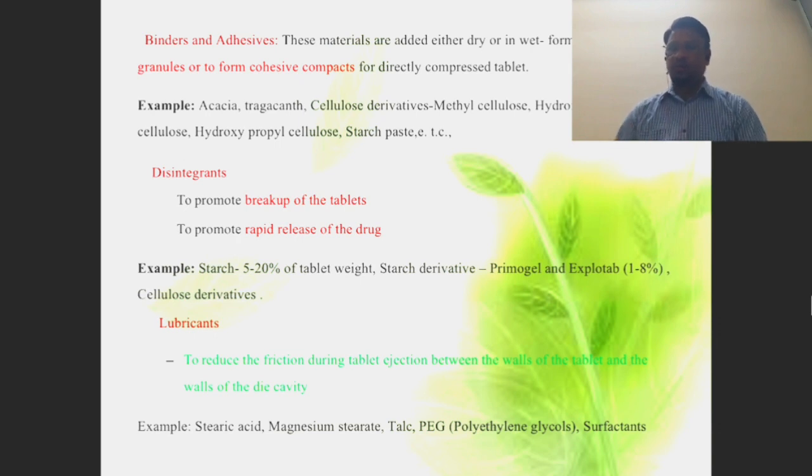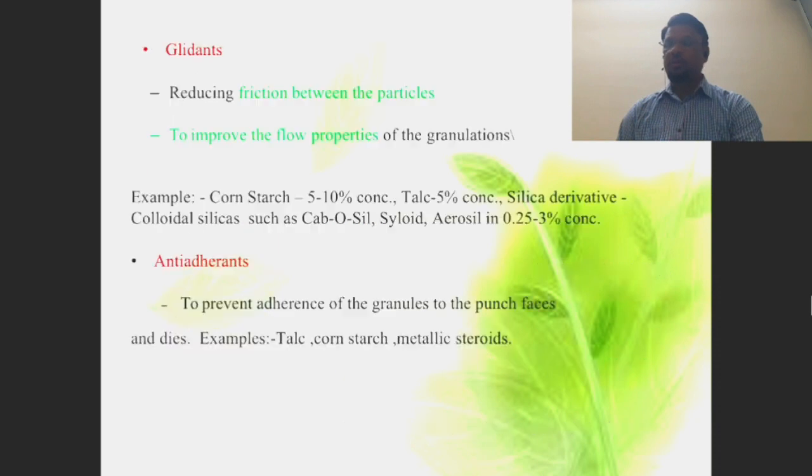Lubricants increase the flow of the granules in the hopper, so that the drug will get punched into the tablet in the compression machine. There are glidants to improve the flow properties of the granules. Okay, these are some examples: Cabosil, then Aerosil, cornstarch, talc, many more. Okay, antiadherents are basically cornstarch, starch and metal stearates, which are used as antiadherents to decrease the wear and tear of the tablet basically.